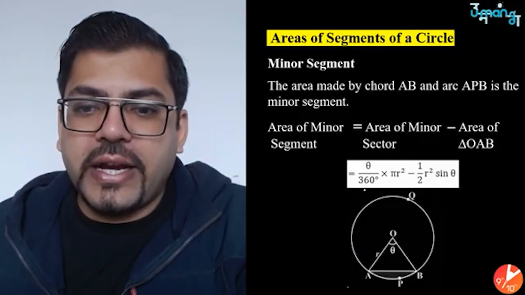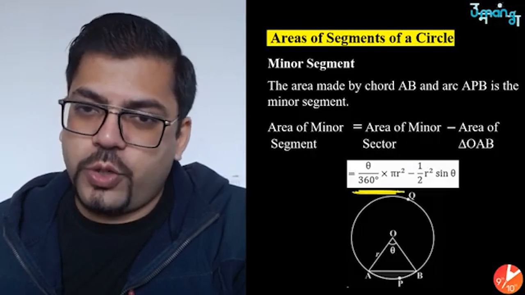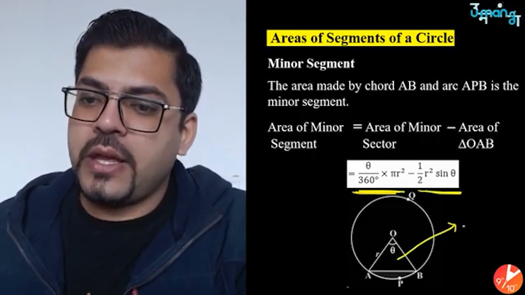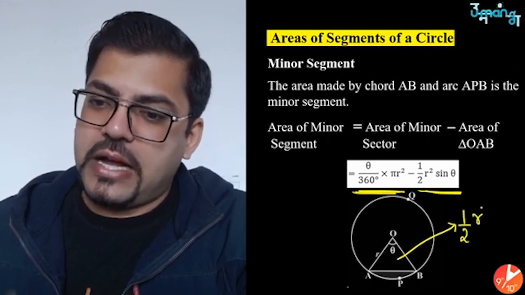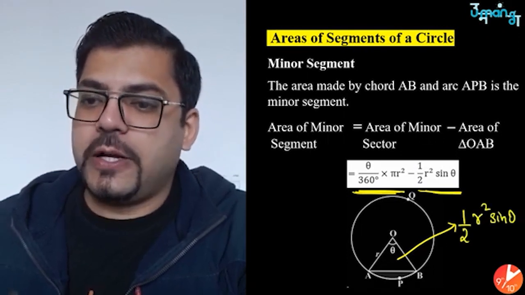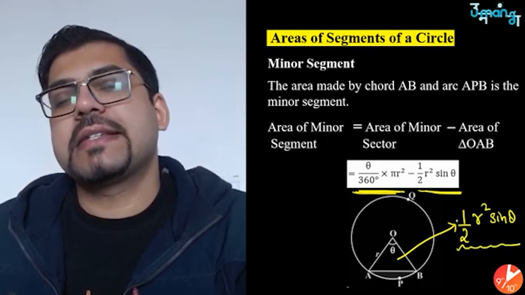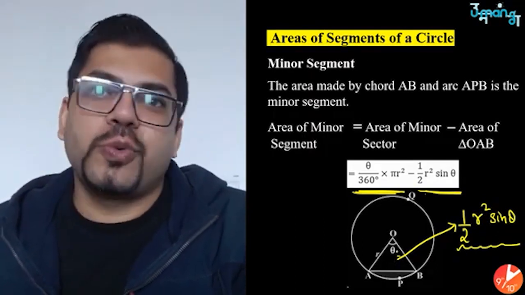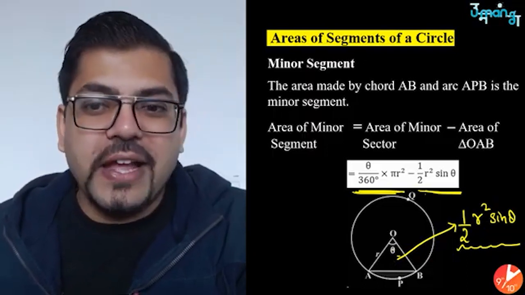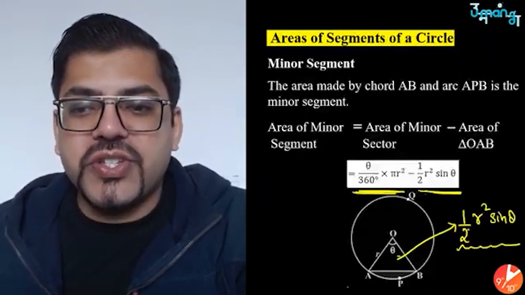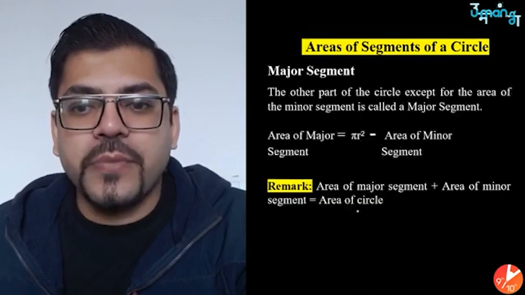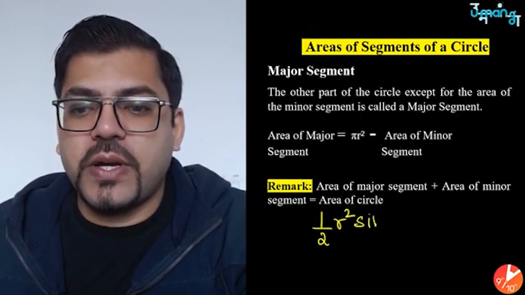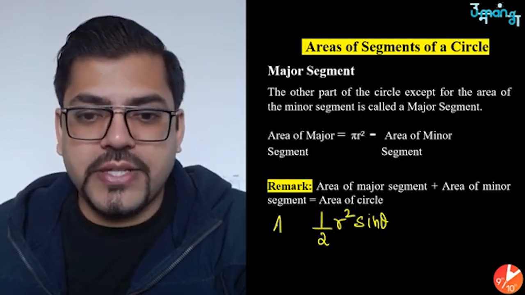First of all, you write the area of sector, that is theta by 360 into pi r square, minus half r square sine theta, which is the area of this triangle. So please remember that half r square sine theta is the area of this triangle and that needs to be subtracted. Moving ahead, this half r square sine theta can also be written in another way. There is one more formula for this, half r square sine theta, which is the area of the triangle which we subtracted.